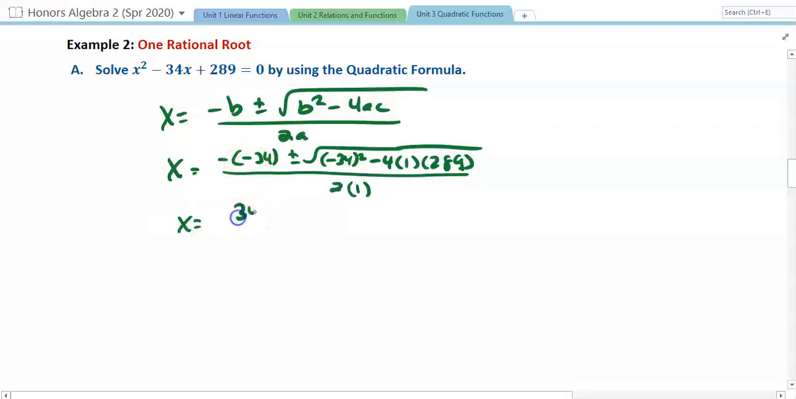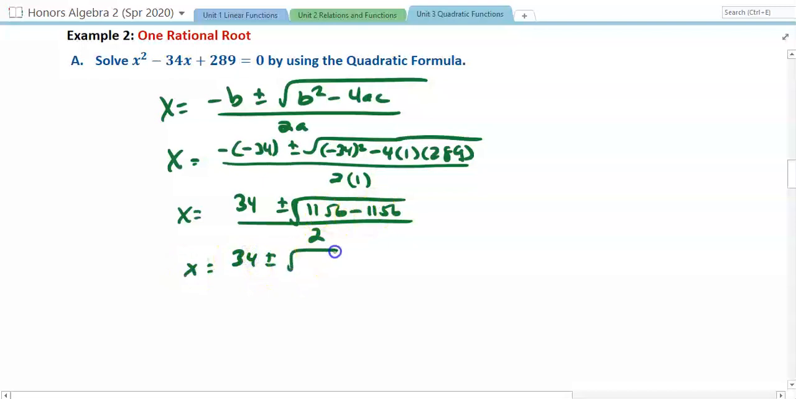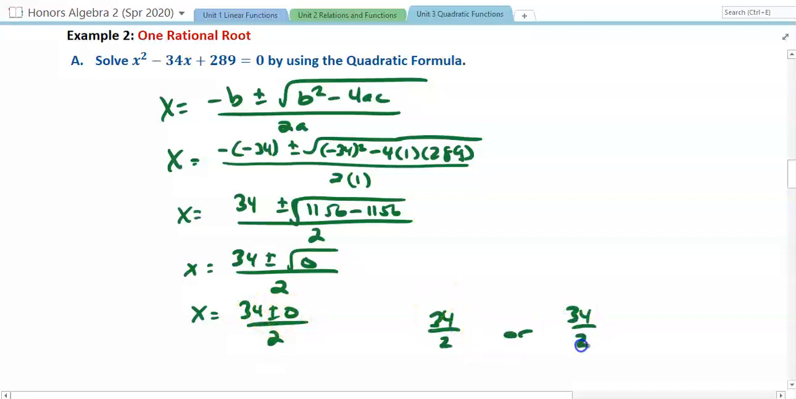So the opposite of 34 is 34, plus or minus the square root of 34 squared, which is 1,156. We got minus 4 times 289, and that's going to be 1,156 all over 2. And so when we subtract this, well, this we don't need a calculator for. That's the same number, 0. So over the 2. Square root of 0 is 0, so 34 plus or minus 0 over the 2. And so when we do our two solutions, we're going to get 34 over 2 or 34 over 2 because adding 0 and subtracting 0 do the same thing.